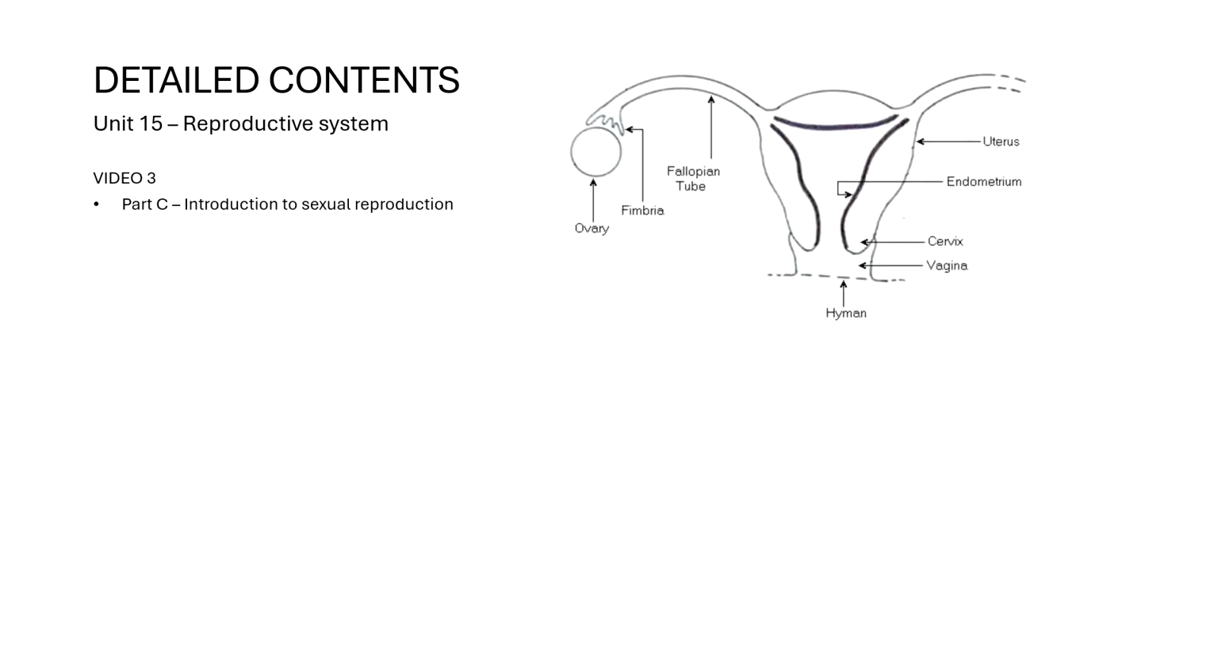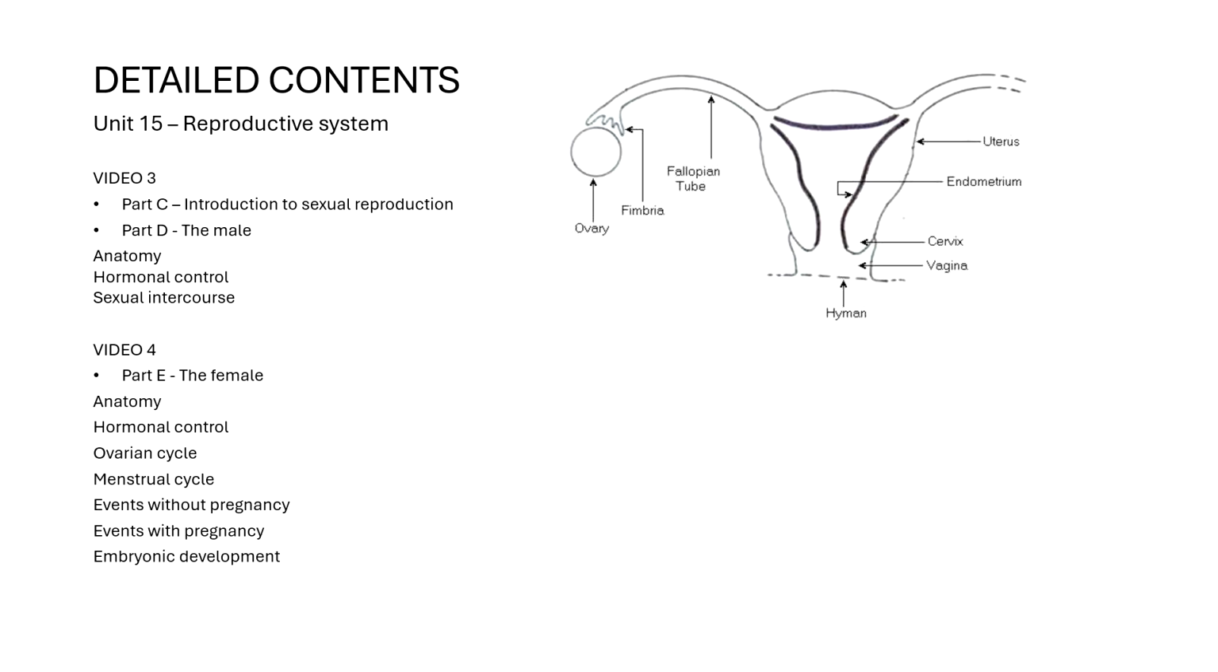Video 3 under reproduction begins with Part C, an introduction to sexual reproduction. Now, this is a little more detailed than the introduction to reproduction in the previous video. Part D, the male, will look at the anatomy, hormonal control, and sexual intercourse.